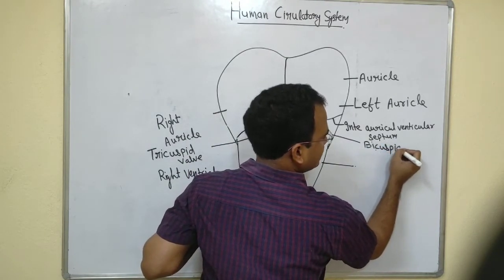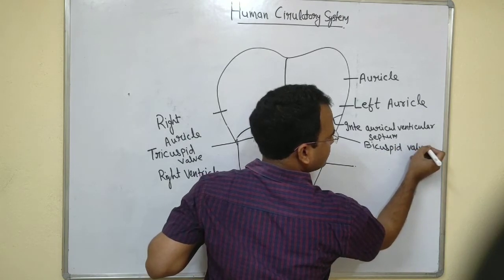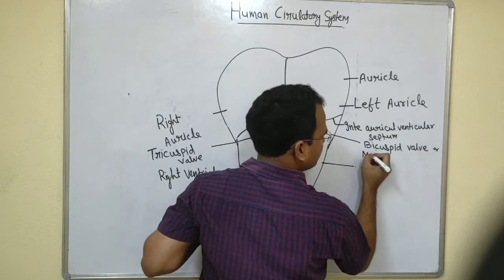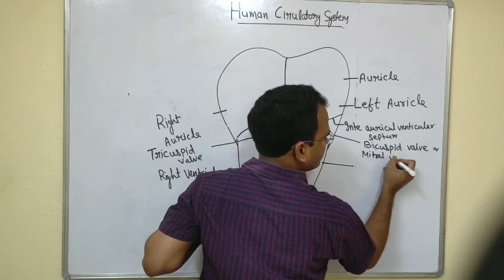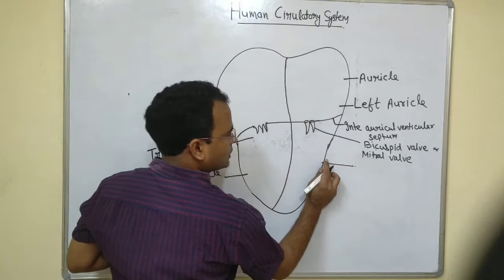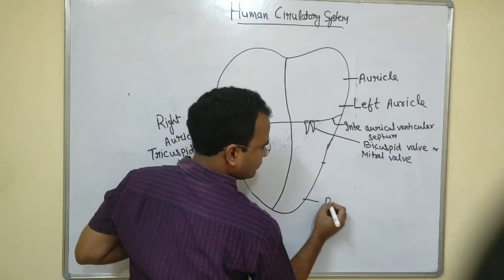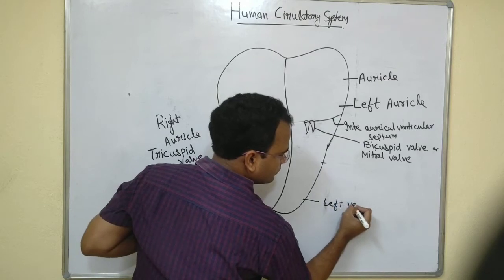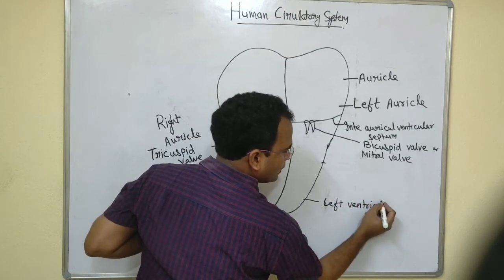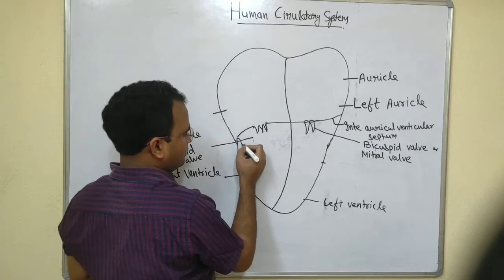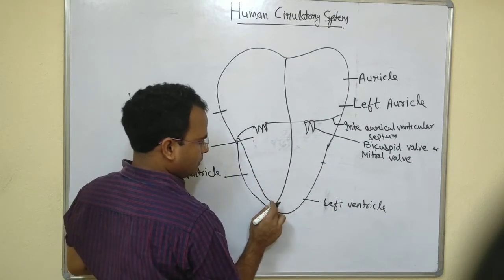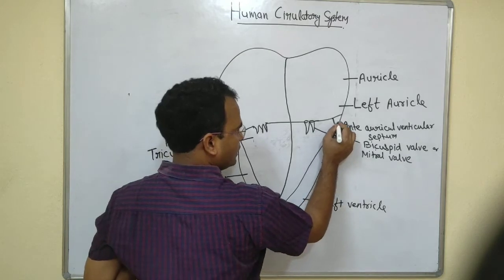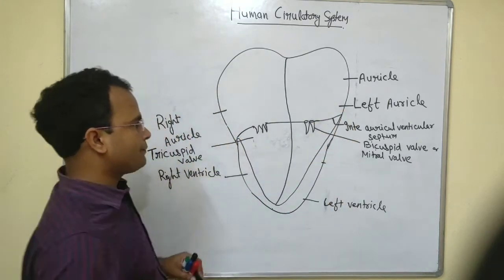Bicuspid valve or mitral valve. This was the right ventricle, and this the left ventricle. The wall of the ventricle we will make thicker, right? Because it is thicker than the auricle. So this is the wall of the ventricle.